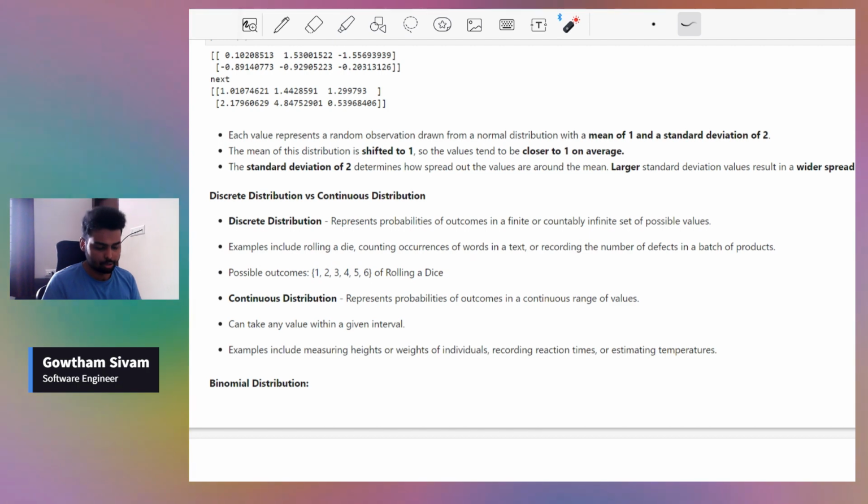Next is continuous distribution, which represents probabilities of outcomes in a continuous range of values. For example, today Bangalore city has a temperature of some 23 degrees Celsius, and tomorrow it's going to be 25 degrees Celsius. Somewhere between this range, it could be anything, right? It could be 23.1 or anything. So it is a continuous range and not a discrete value. That is what they mean by continuous distribution and discrete distribution.